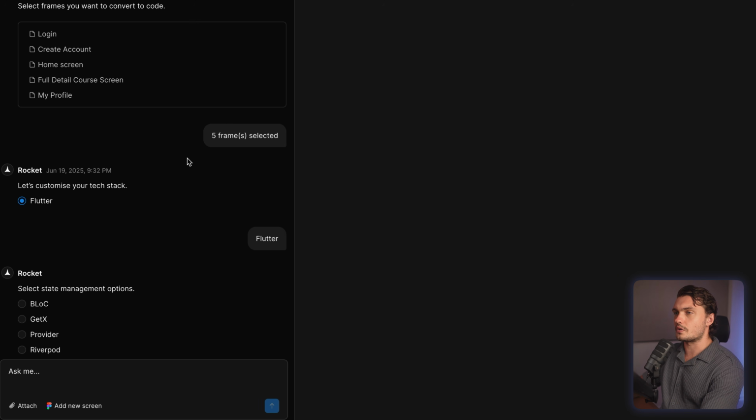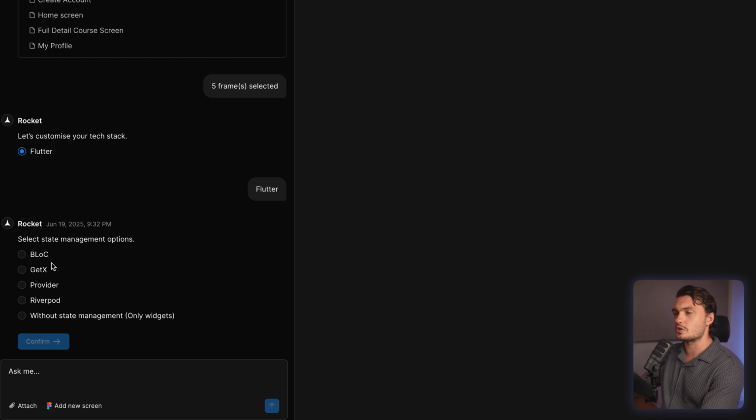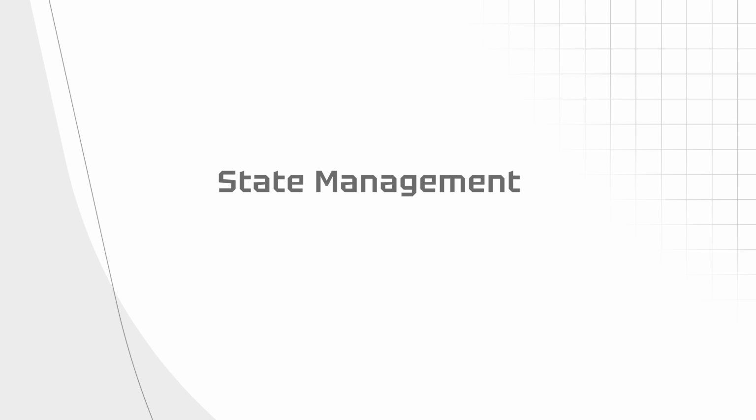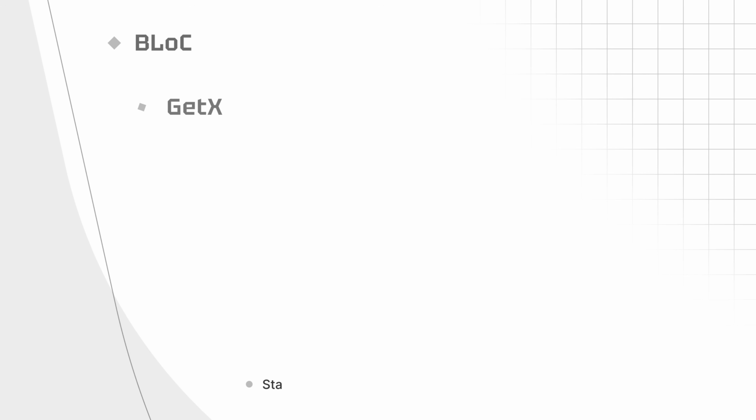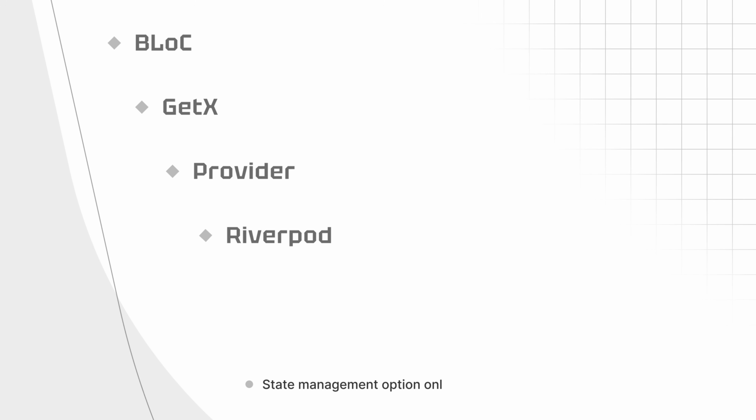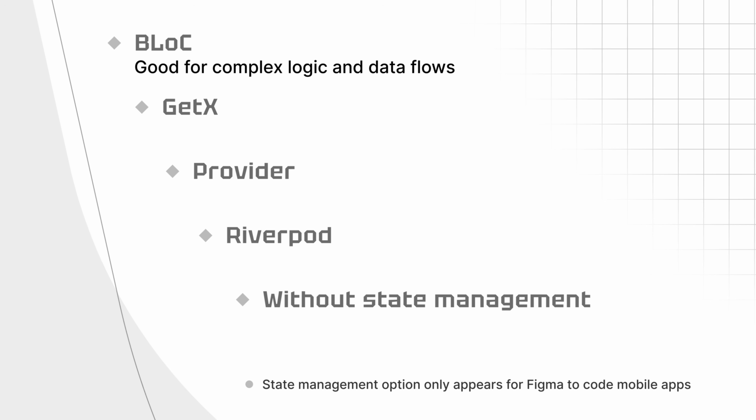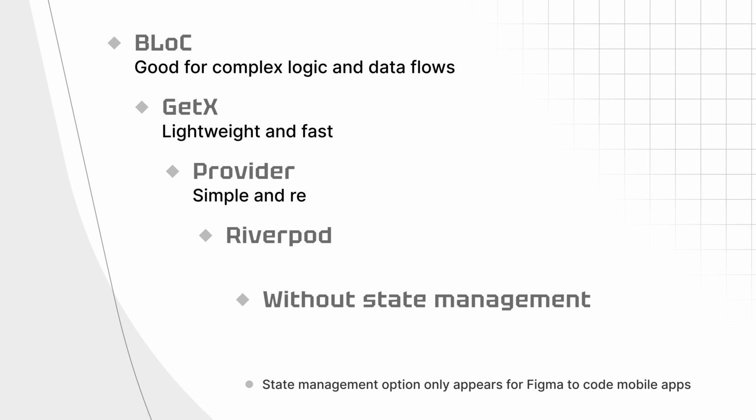Once we've chosen our screens, it will ask us to confirm our tech stack, and then it will ask us to choose a state management option. Rocket will now ask how the app should keep track of user actions and screen changes. This is called state management. The options are Bloc, GetX, Provider, Riverpod, and without state management. Bloc is good for complex logic and data flows. GetX is more lightweight and fast. Provider is simple and reliable.